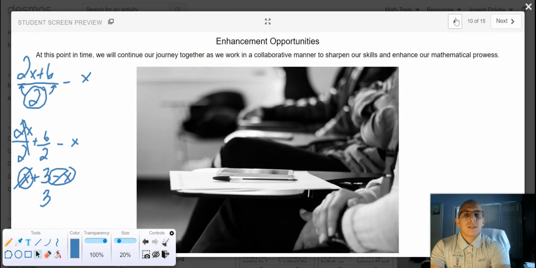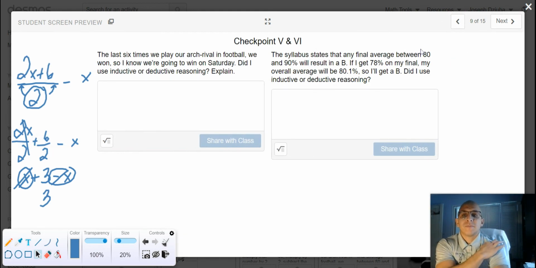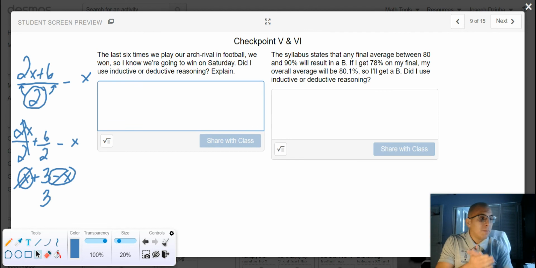So here, in our final slide, I give you two scenarios that ask you to determine whether you're applying inductive or deductive reasoning. Please make sure that you explain in both of the scenarios. I'm not going to offer any hints or advice here. I want to see what your intuition is telling you based on those specific examples that we've come across during this video.